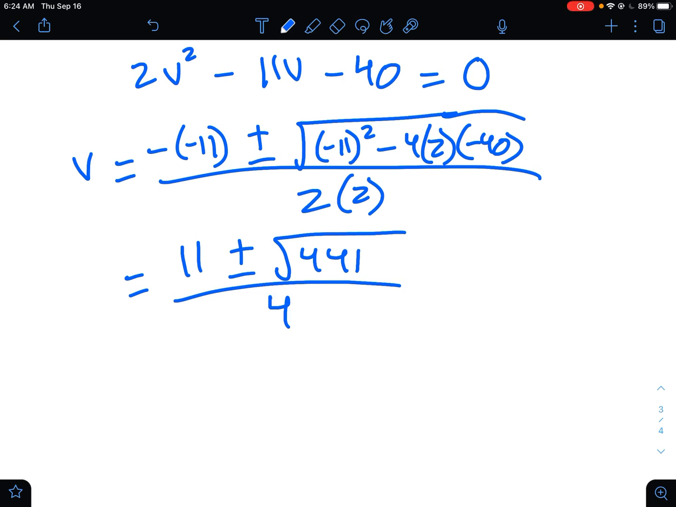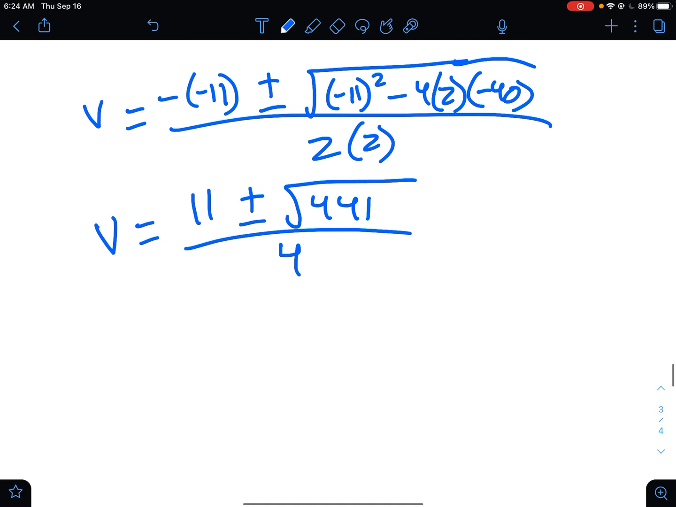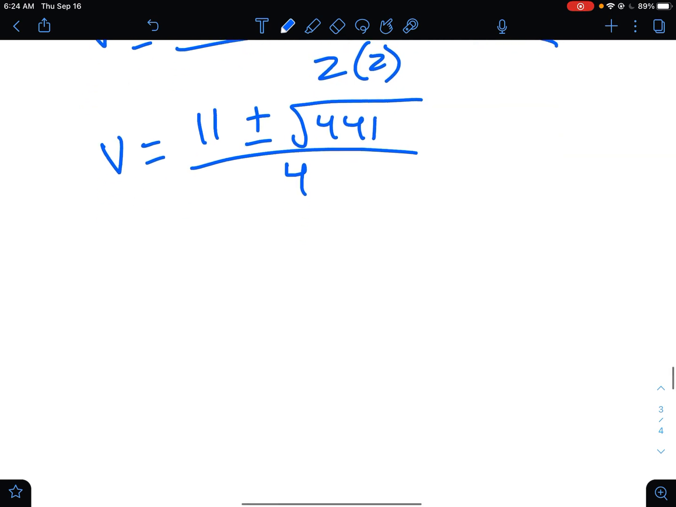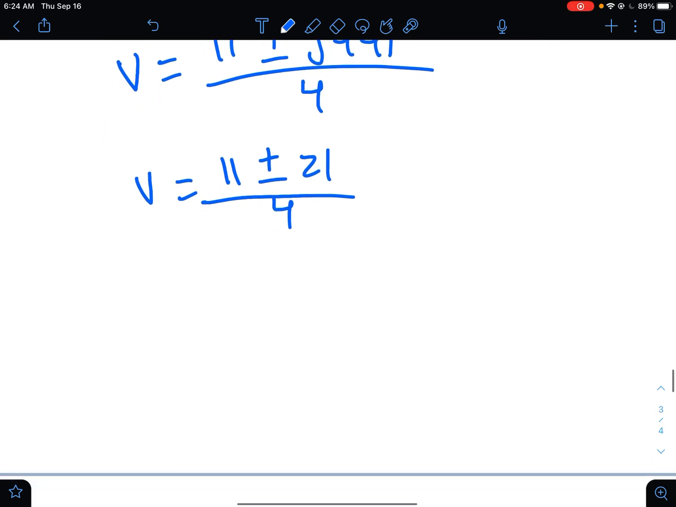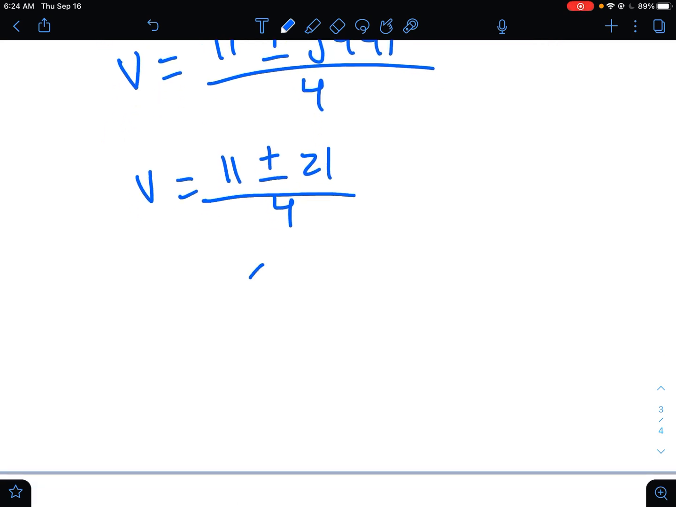Perfect. Awesome. So the square root of 441 is an actual integer. And so I'm going to compute that. So v is going to be 11 plus or minus 21 over 4. Make sure you always check it to see if you can square root it. If you can, do that. And this does make 2 different answers. You get 11 plus 21 over 4, or 11 minus 21 over 4.